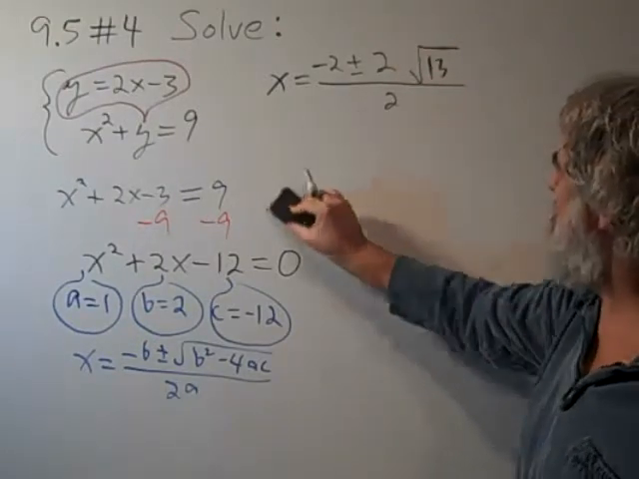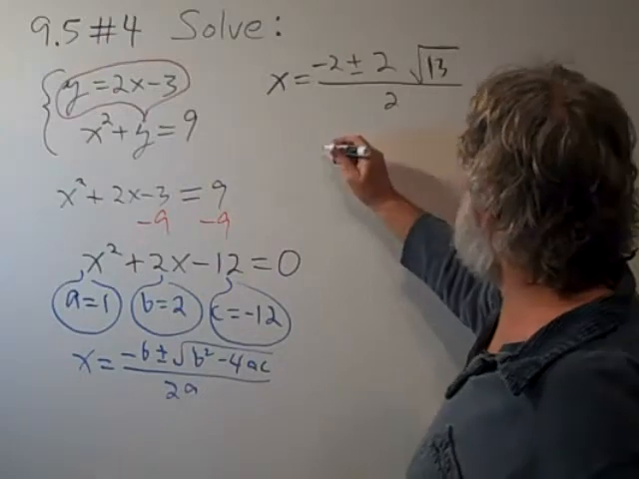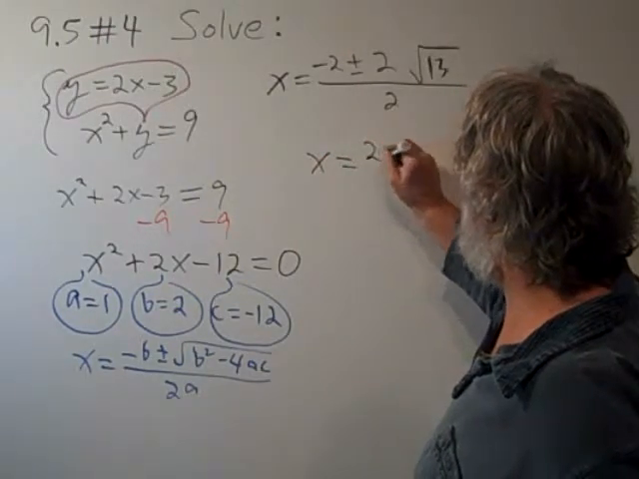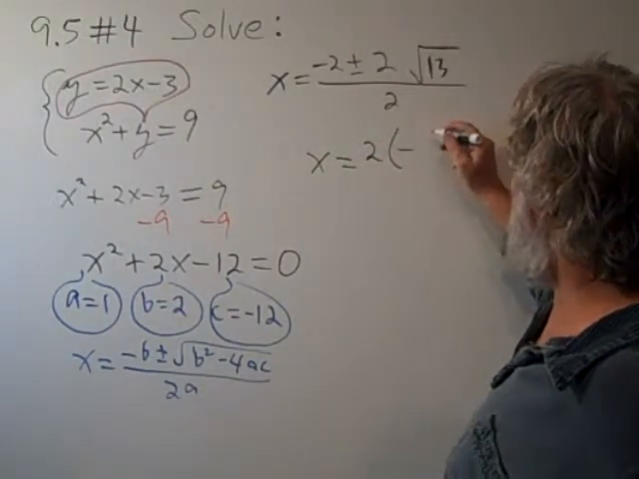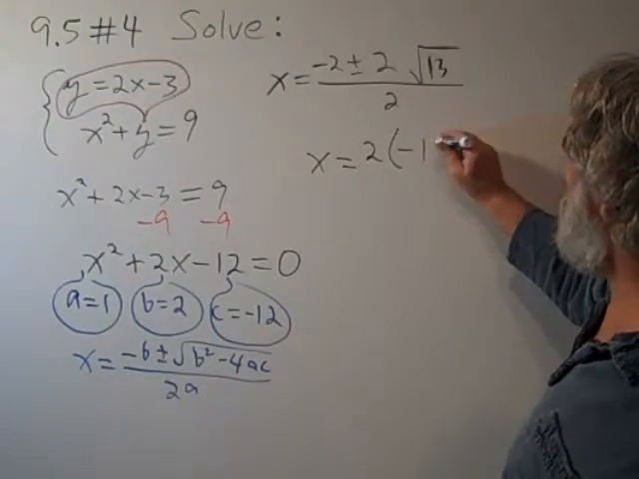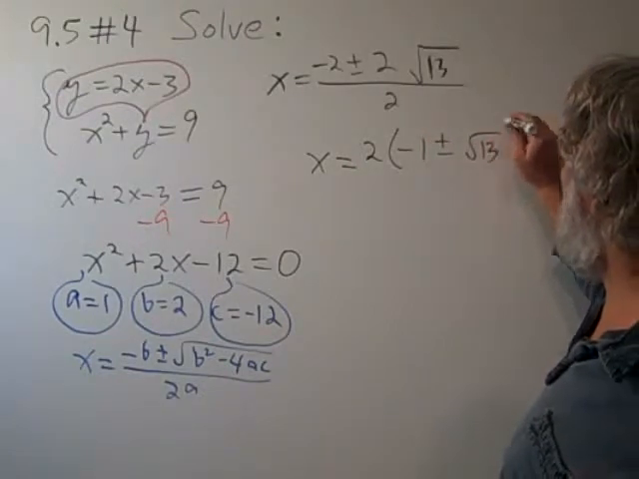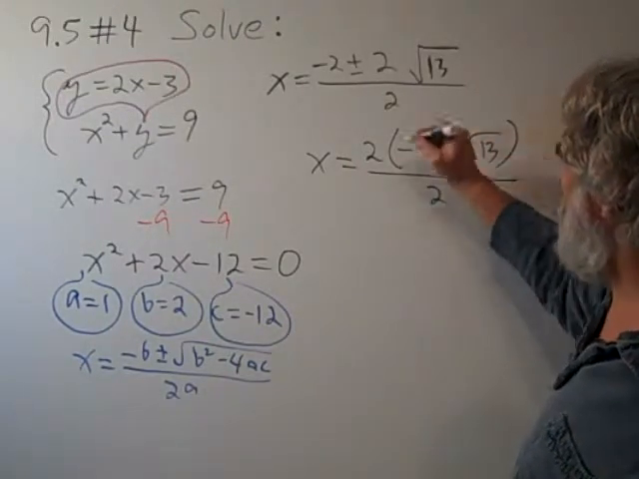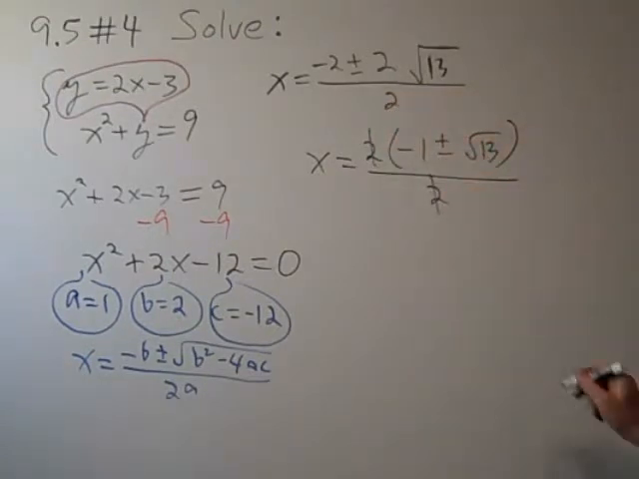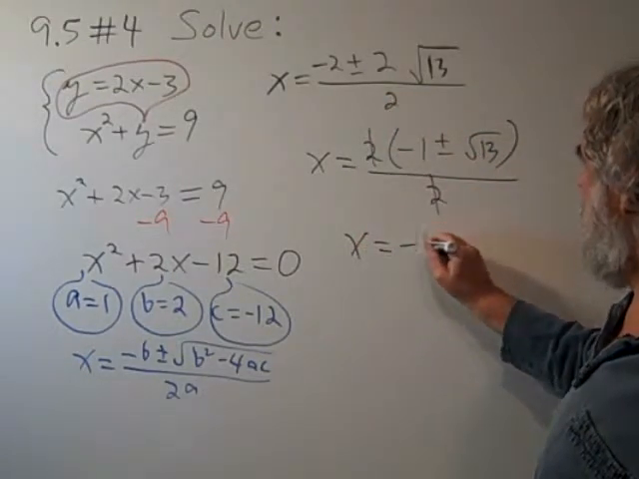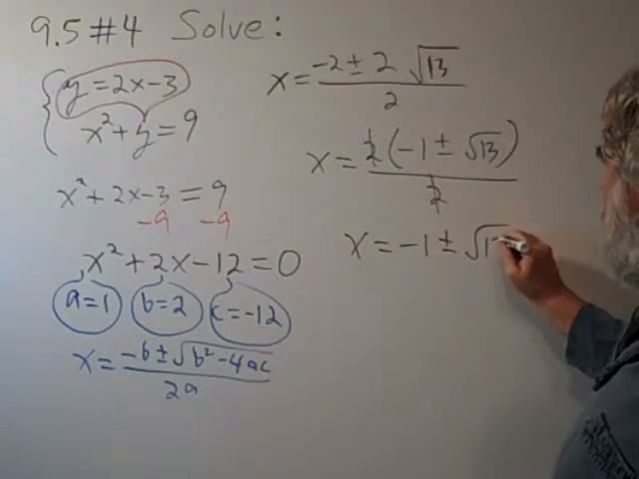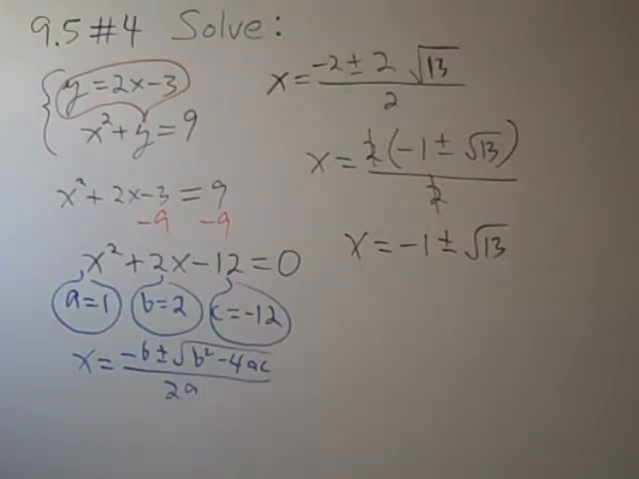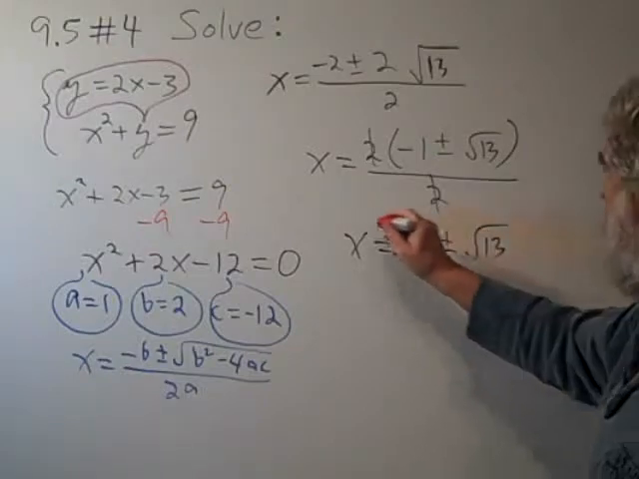We can then factor a 2 out of the numerator. And that's 2 times negative 1 plus or minus the square root of 13, all divided by 2. And then these 2's cancel. So we're left with x equal negative 1 plus or minus the square root of 13. Those are two solutions for x.